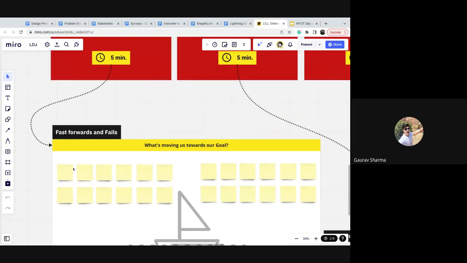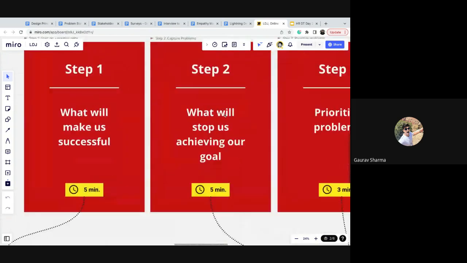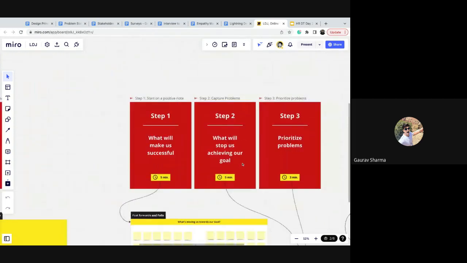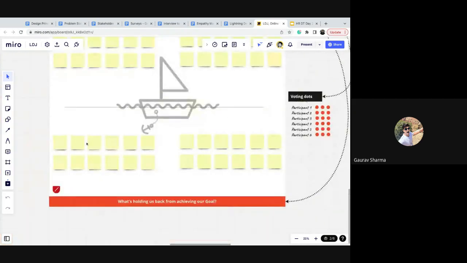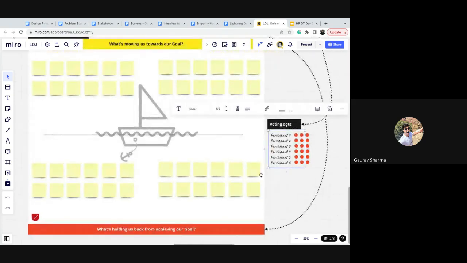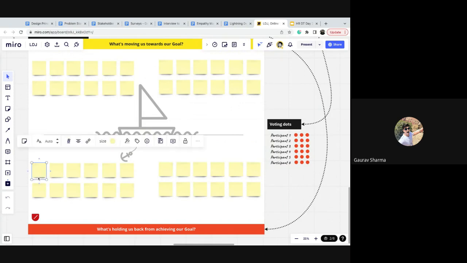What are the negatives? Which is what I mentioned here in step two. What is stopping us to achieve these goals? That's all mentioned here. Once we are done with adding all the problems that each of us individually see who's participating in a workshop, the next thing is to vote. And which is where prioritization comes into play. We normally use dot voting, but essentially we ask people what everyone feels about one of these things that is mentioned here.